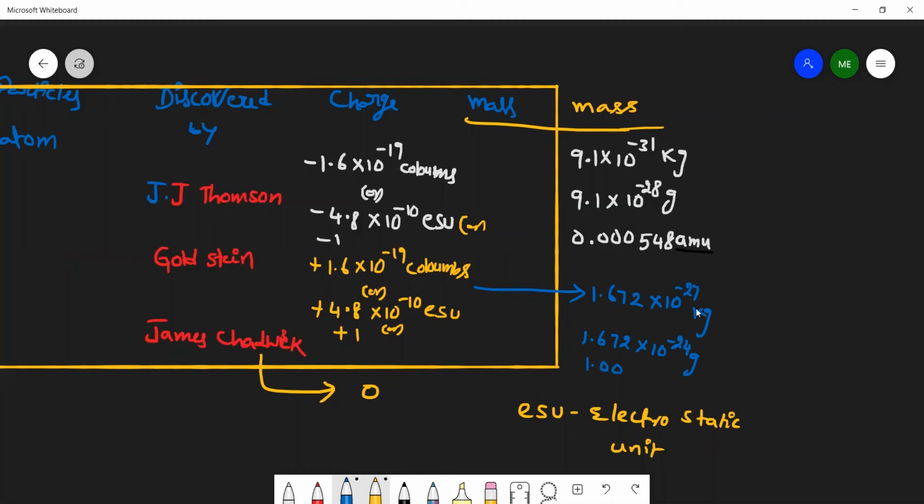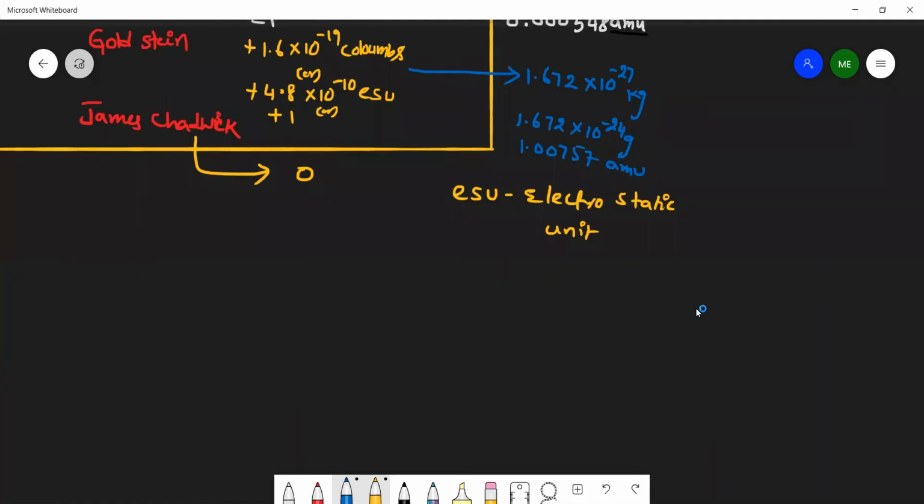Then go for the mass of neutron. If you take the mass of neutron, here it is 1.672 into 10 to the power of minus 27 kg. The mass of the proton as well as the neutron is the same, 1.672 into 10 to the power of minus 24 gram. But in terms of AMU, a small variation will come. For the proton it is 1.00757, here it will be 1.00893 AMU. Atomic mass unit.